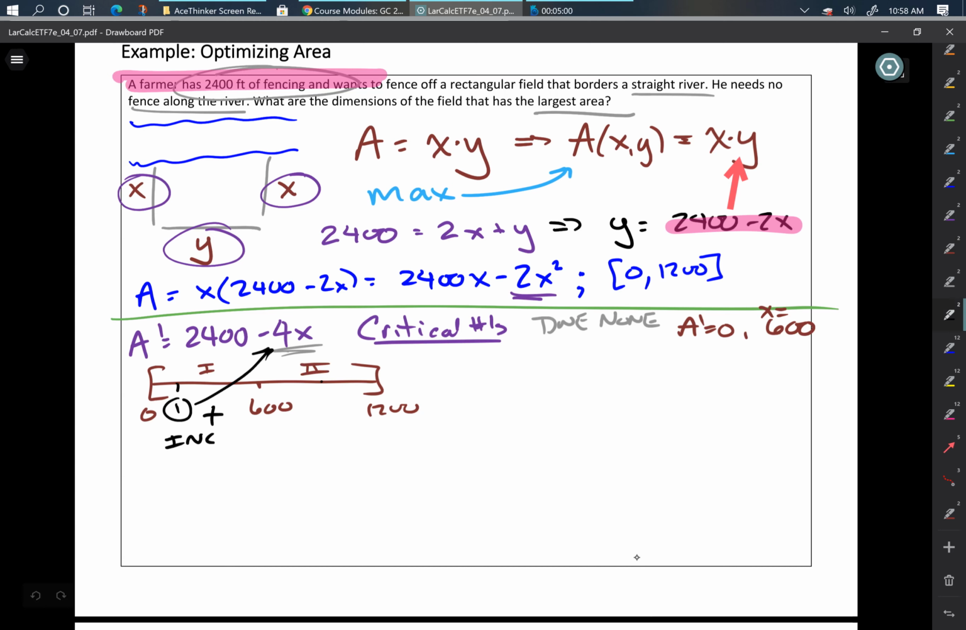Now I'll pick a number over here. I'm going to use 700. Plug that in there. 4 times 700 is 2800. 2400 minus 2800 is negative, which means you are decreasing. So what does that make this? A maximum. So area is maximized when x equals 600.